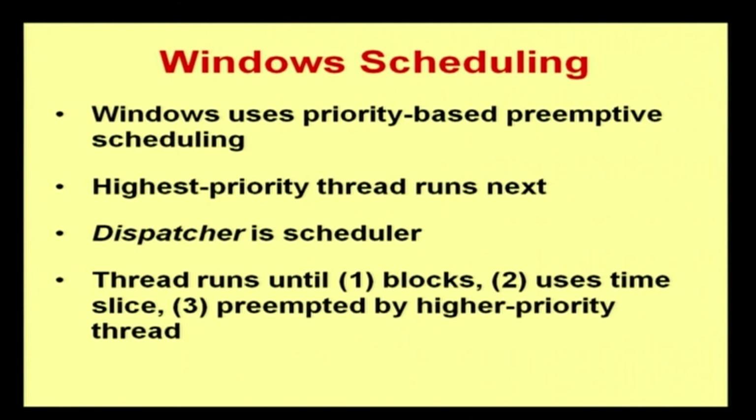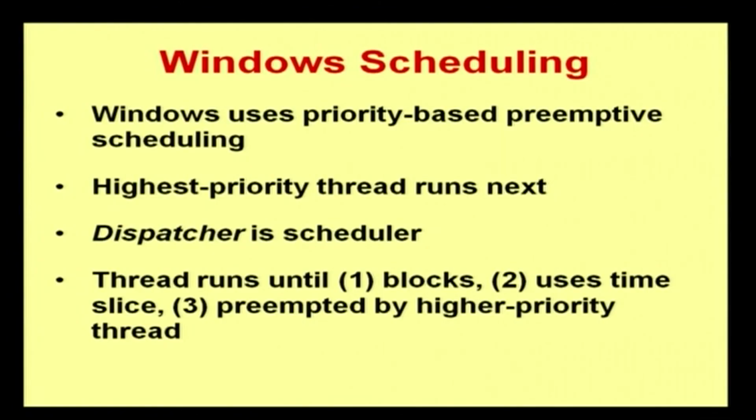What is Windows scheduling? How is it scheduled in Windows? Windows also uses a priority based preemptive scheduling. The highest priority thread runs next. Then you have a dispatcher. What is a dispatcher? I gave you an example with a post office, where two or more letters come in, and how the postman segregates them and dispatches them to the end user. Likewise, the dispatcher works here. You can compare this with the example we saw in our earlier session.